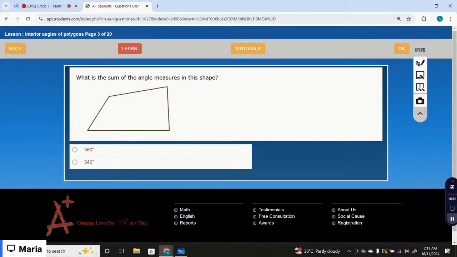What is the sum of angle measures in this shape? So which is the correct option? That's a four-sided shape, so the sum of angles must be 360 degrees. Option number 1 is the correct option.